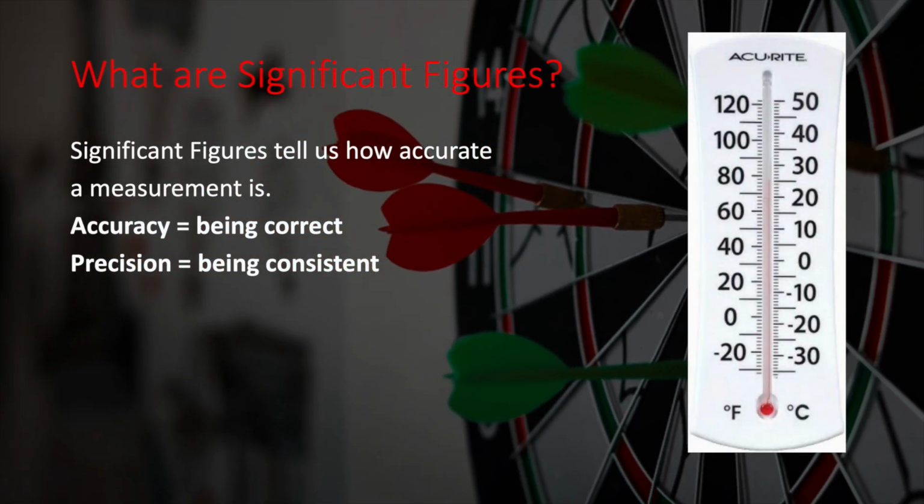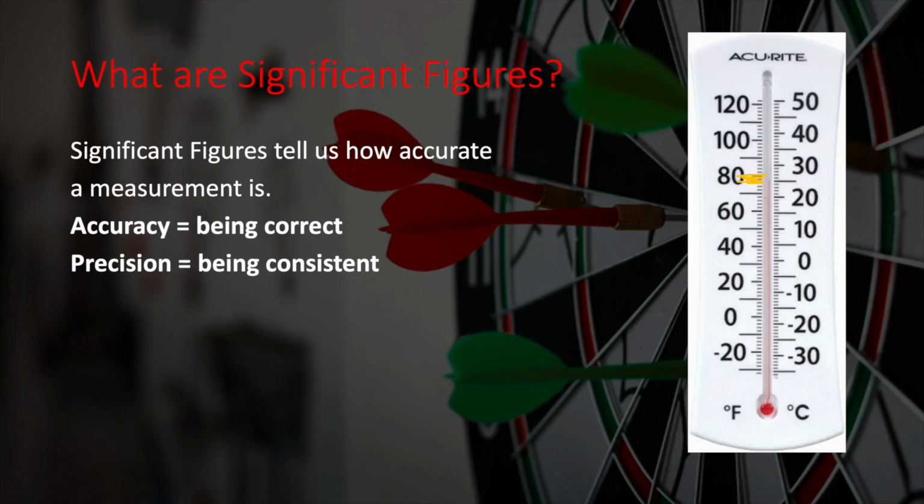So, what are significant figures? Really, all they do is tell us how accurate a measurement is. So let's look at a thermometer reading between 80 and 82. I'll draw a line right here. So we can accurately say it's 80 to 82.